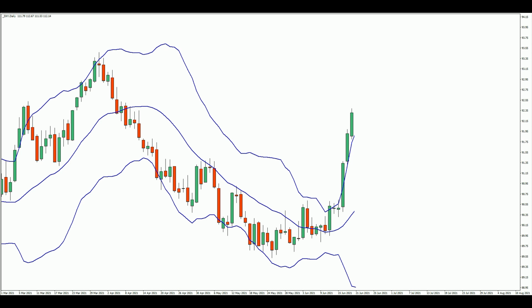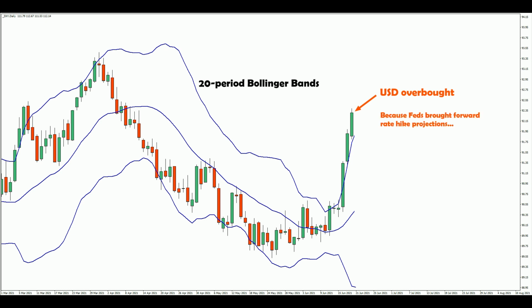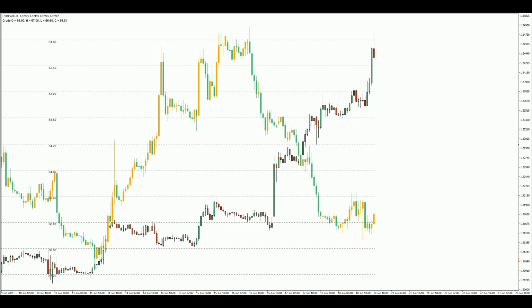Here's the dollar index at the time of the divergence. The US dollar looks overbought, having had 3 consecutive penetrations of the upper Bollinger Band on the daily time frame. It turns out this strong rally was triggered by the Federal Reserve bringing forward its projections for the next rate hike to 2023. I am therefore bearish on the dollar CAD for the following reasons.